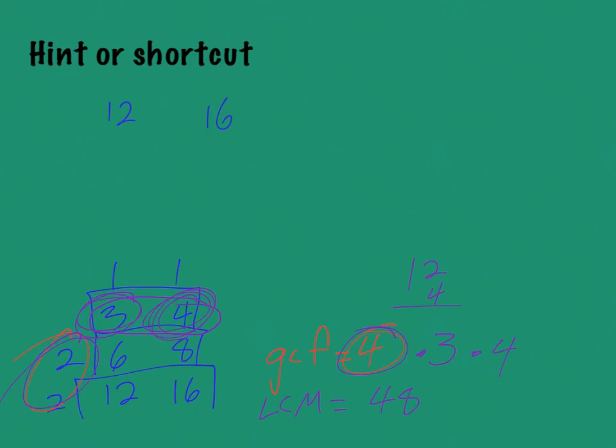So if you want to take a little bit of a shortcut and you don't like listing all those numbers out, you can remember that your icing right here is your greatest common factor. And then if you take the icing and the top layer of your cake and multiply those numbers together, it gives you the LCM also. Hopefully that helps you out a little bit.